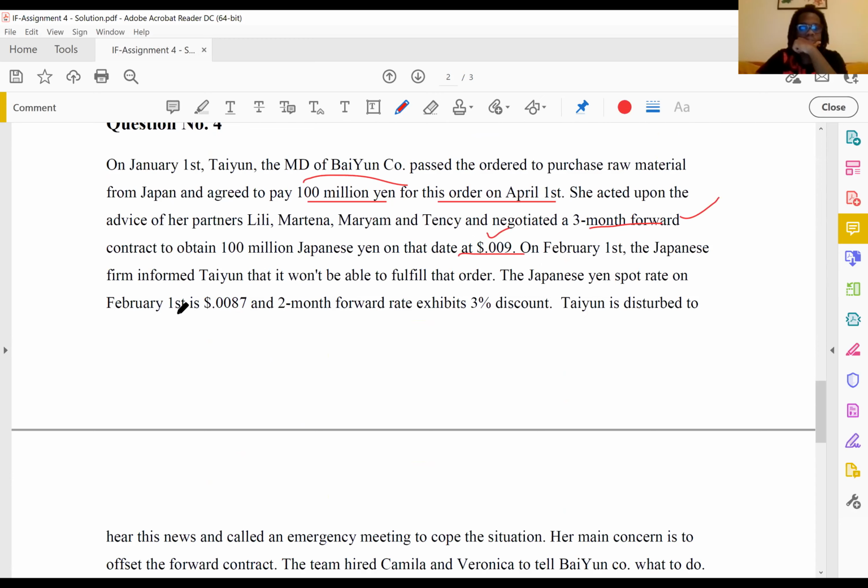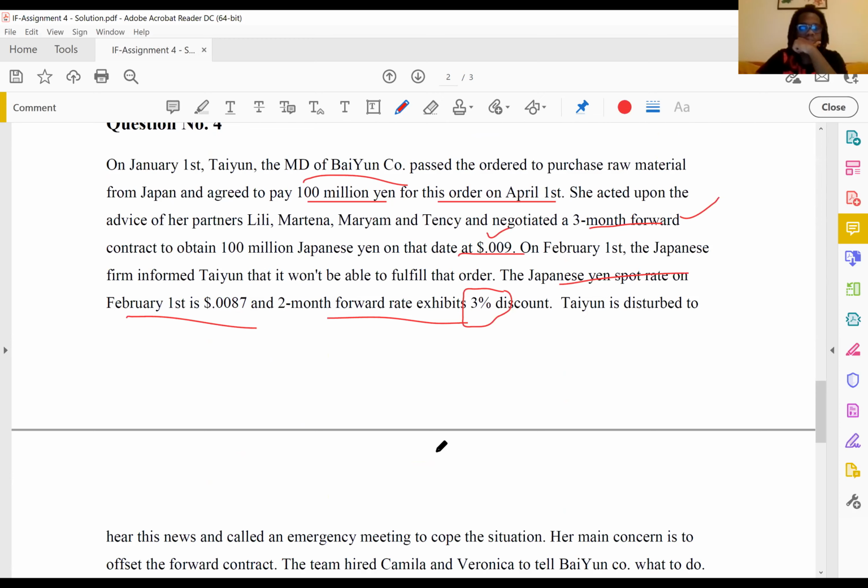On February 1st, Japanese firm informed Taiyun it won't be able to fulfill the contract. The Japanese yen spot rate is 0.0087 and 2 months forward is at 3% discount. So on January 1st, they enter into a contract, 3 months contract, because they want to buy raw material, so they will be paying in Japanese yen 100 million yen at 0.009. But after 1 month, 30 days have passed. What happened?